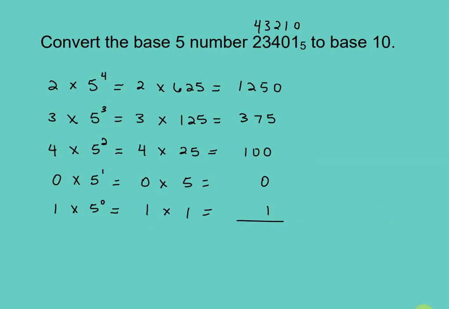And now we're just going to add all of those up. And we get 1,726. So that is our base 10 number, and that's transferring or converting this base 5 number into base 10.